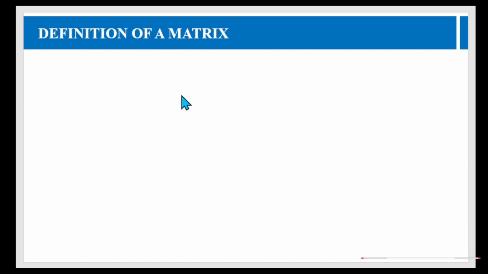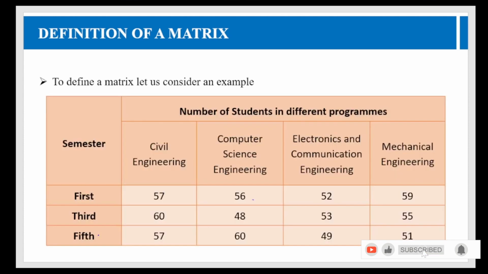Next, we are going to see the definition of matrix. Now, to understand what a matrix is, we are going to start by considering an example. Let us consider an example of the number of students studying in different programs in our college.